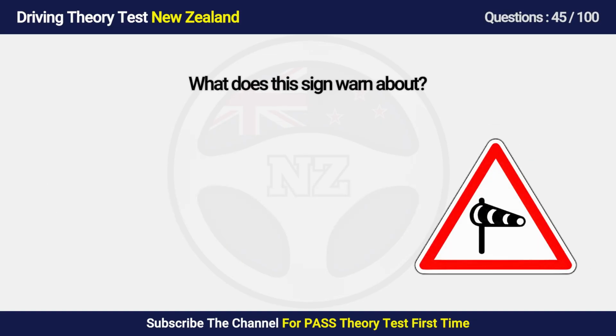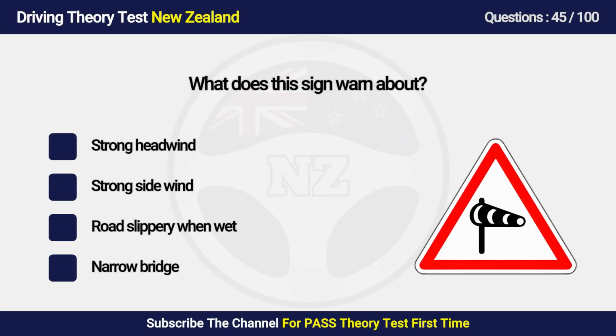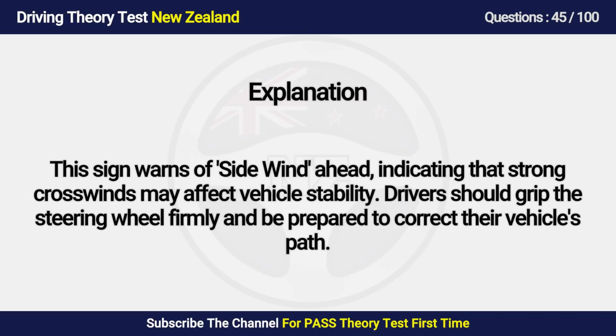Question 45. What does this sign warn about? A. Strong headwind. B. Strong side wind. C. Road slippery when wet. D. Narrow bridge. Answer is B. Strong side wind. This sign warns of side wind ahead, indicating that strong crosswinds may affect vehicle stability. Drivers should grip the steering wheel firmly and be prepared to correct their vehicle's path.